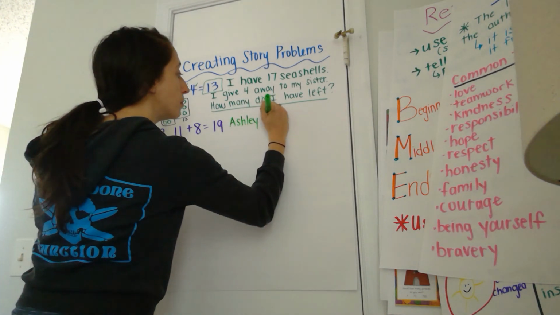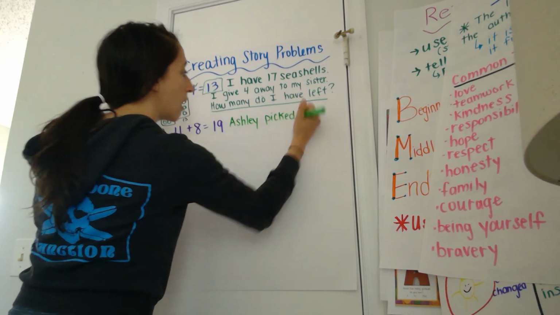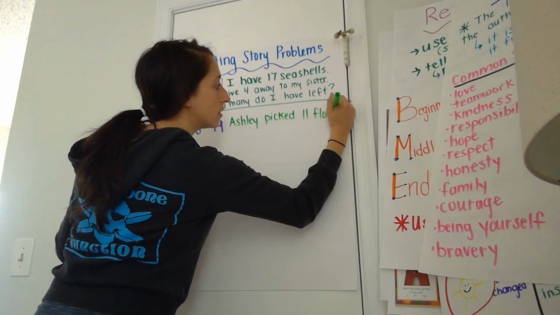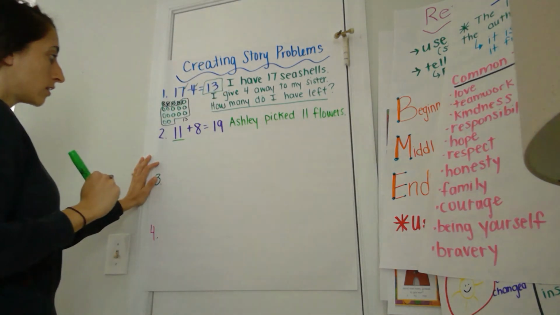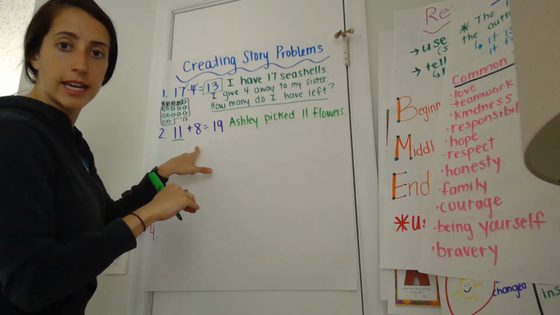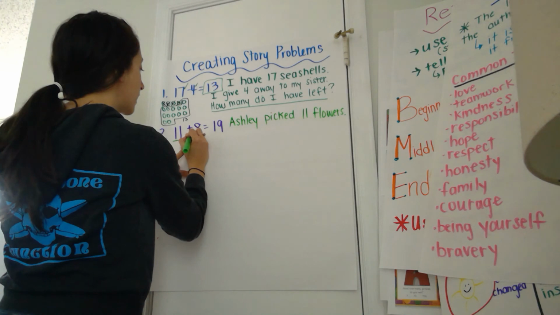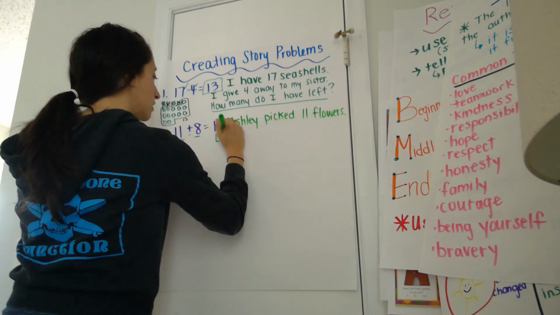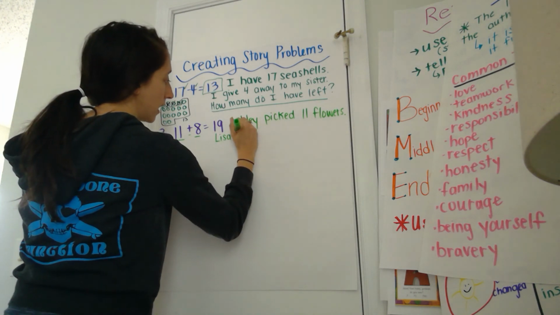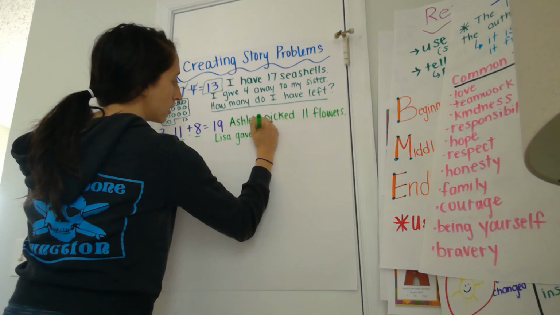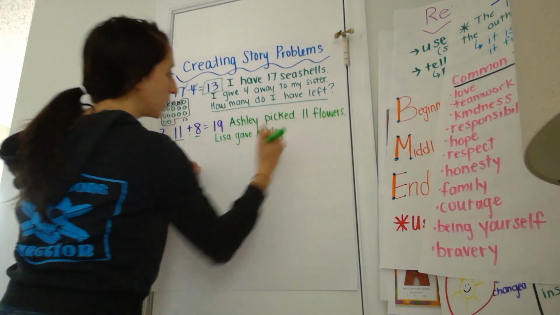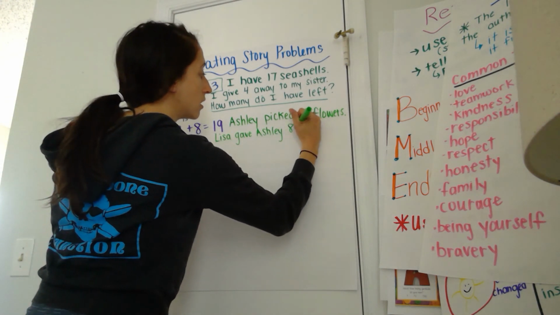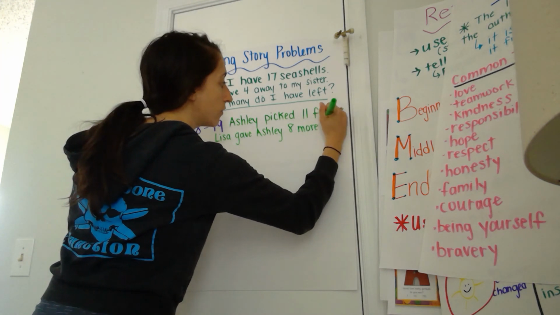Ashley picked how many? 11. 11 flowers. Okay, now I need to add 8. She needs to get 8 more. So how is she going to get 8 more? I'm going to say Lisa gave Ashley, how many does she need to give her? 8. Lisa gave Ashley 8 more flowers.